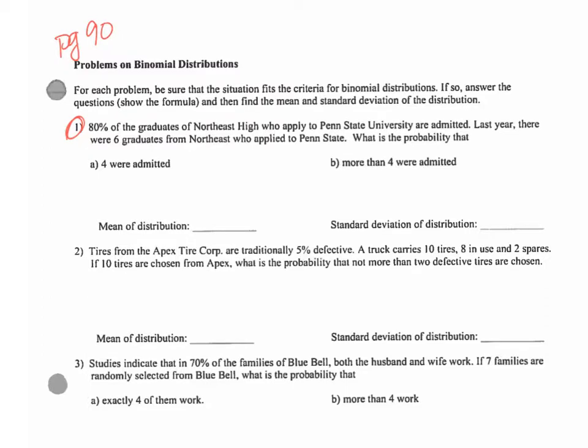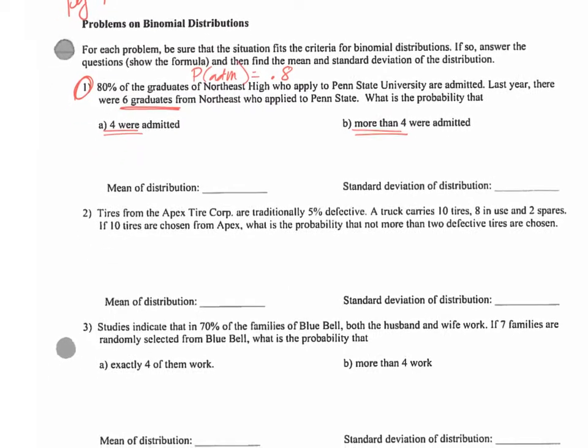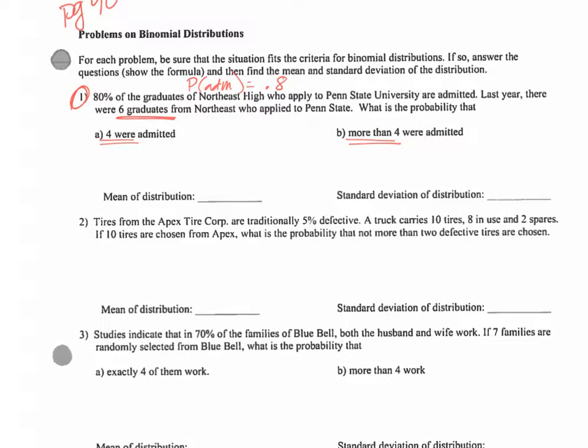All right, so here's a problem. We have 80% of graduates from Northeast High who applied to Penn State are admitted. So the probability of getting admitted is 0.8. Well, last year there were 6 graduates who applied to Penn State. So what's the probability that exactly 4 were admitted, and that more than 4 were admitted? So I want you to think right now of how to write out those formulas. I'm going to let you try to think about how to do that. So write those down now.